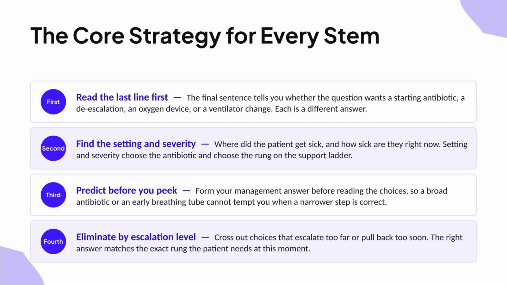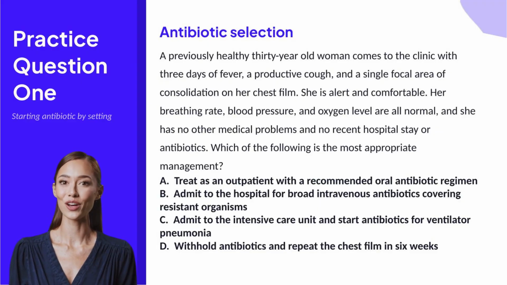Setting and severity choose the antibiotic, and they choose the rung on the support ladder. Third, predict before you peek. Form your management answer before you read the choices, so that a broad antibiotic or an early breathing tube cannot pull you off course when a narrower step is actually correct. Fourth, eliminate by escalation level. Cross out the choices that escalate too far or pull back too soon. The right answer matches the exact rung the patient needs at this moment. Read the last line, find setting and severity, predict, and eliminate by escalation level. Let us put the strategy to work with our first question, which tests antibiotic selection.